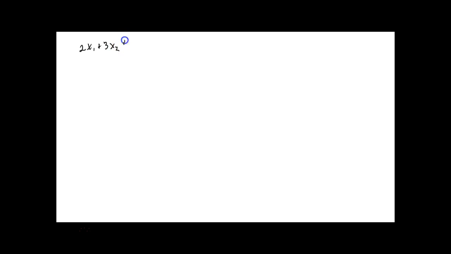2x1 plus 3x2 plus 5x3 is equal to 0, minus 5x1 plus 6x2 minus 17x3 is equal to 0, 7x1 minus 4x2 plus 3x3 is equal to 0.